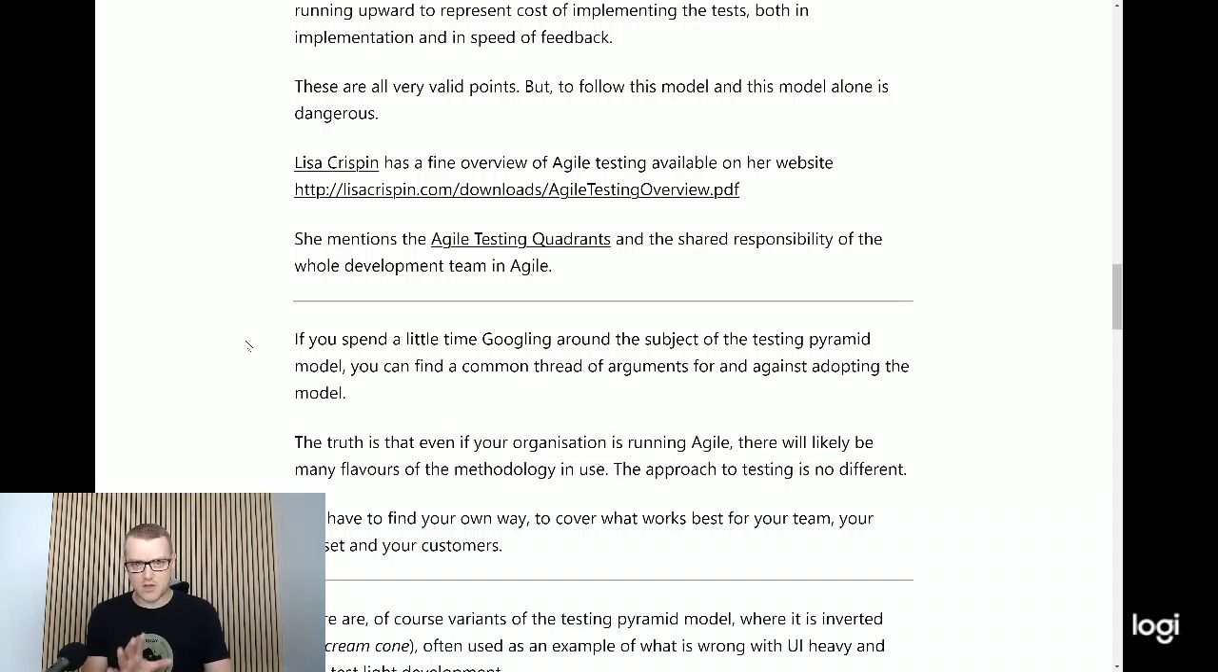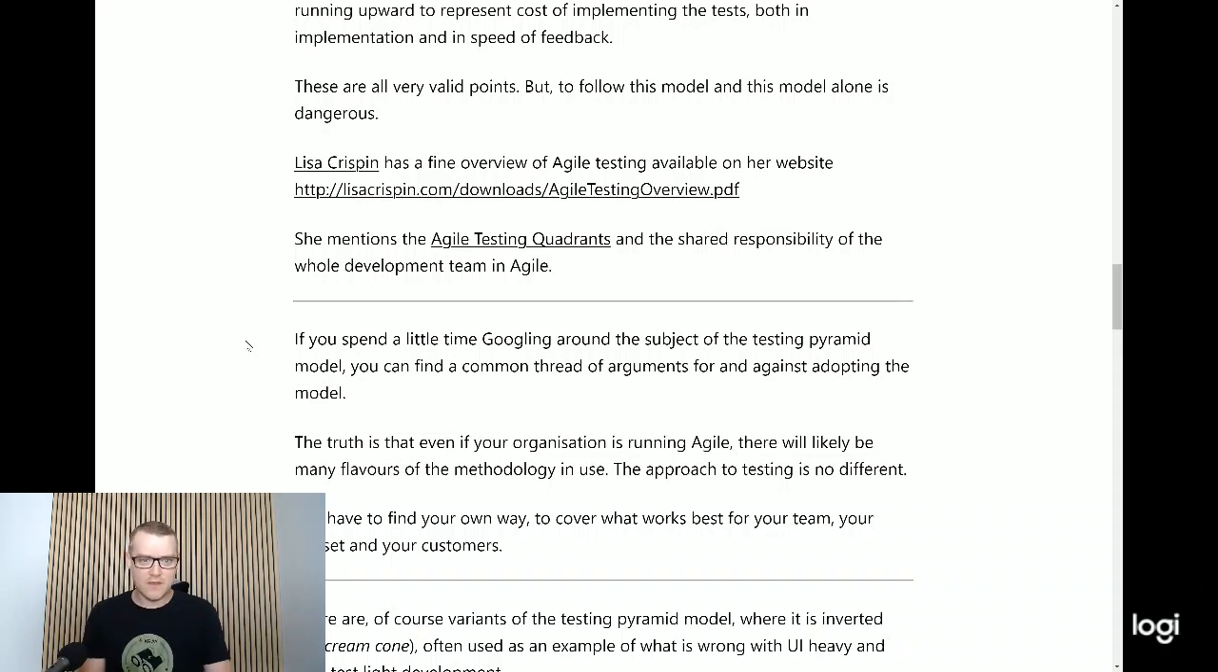Lisa Crispin's overview of Agile testing, her and Janet Gregory's work on Agile testing, and the Agile Testing Fellowship, go and check out all these things. Pause the video, go and check those things out. I'll put the links in the video. She's got a nice link here for the Agile Testing Overview. It's a PDF. I'll see if I can find that link, if it's still valid, and throw that in the comments as well.